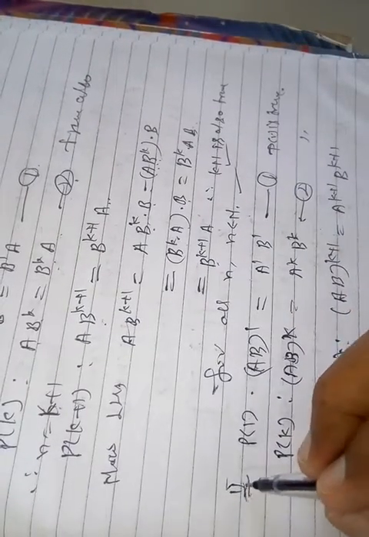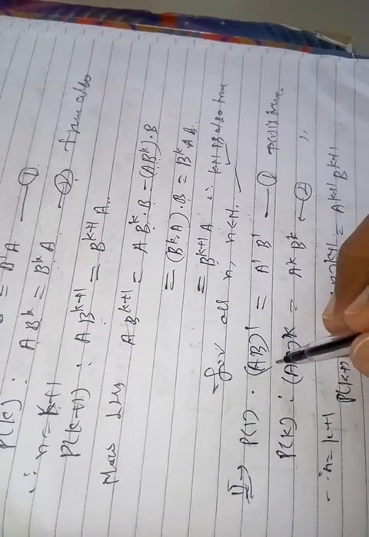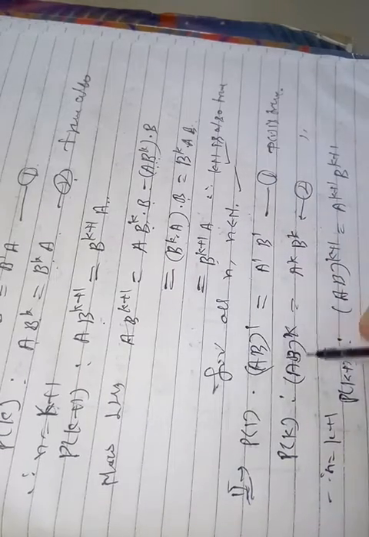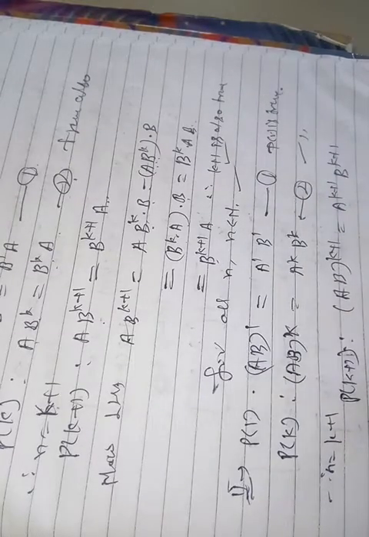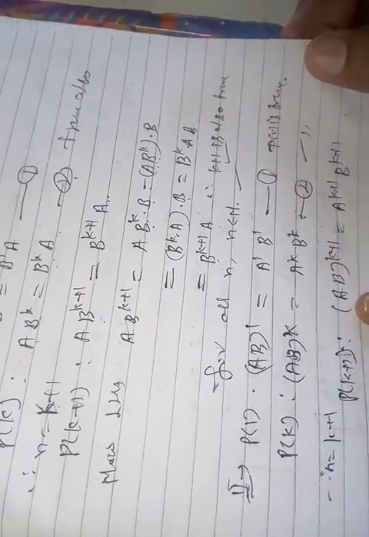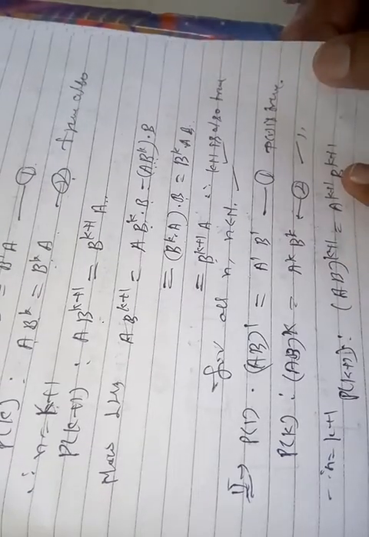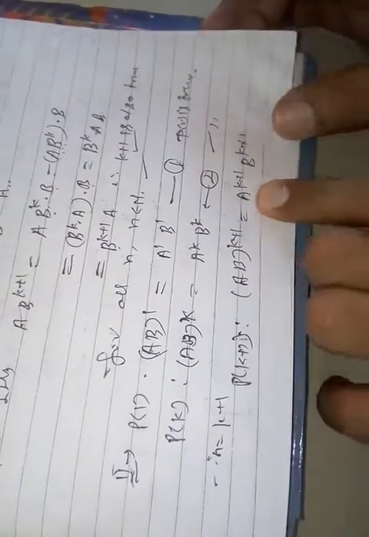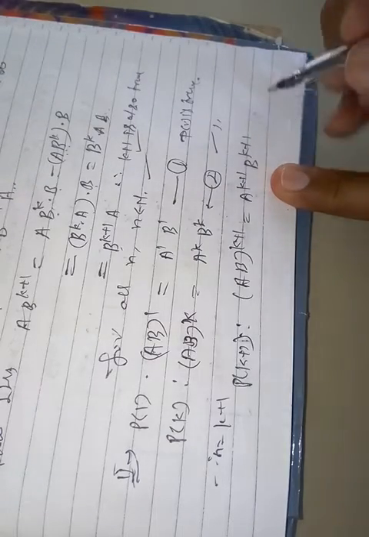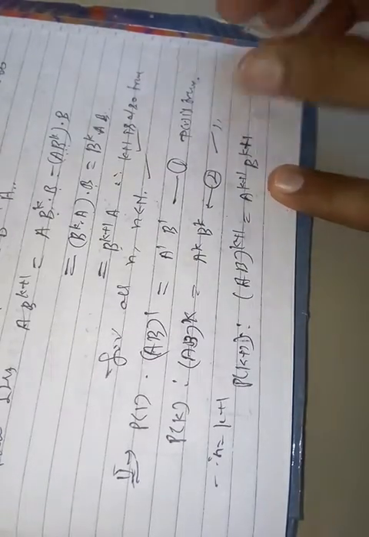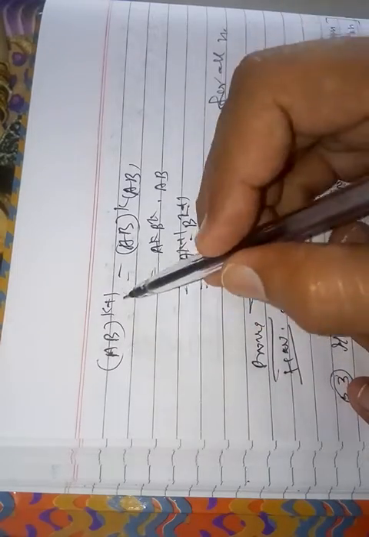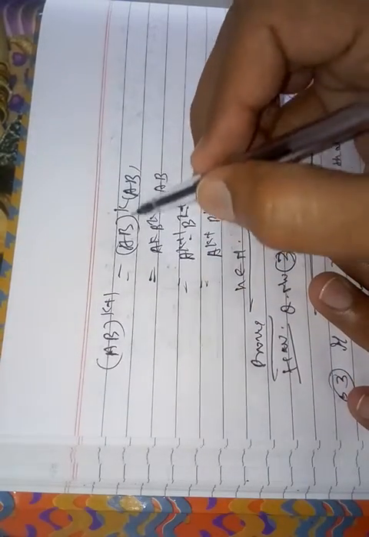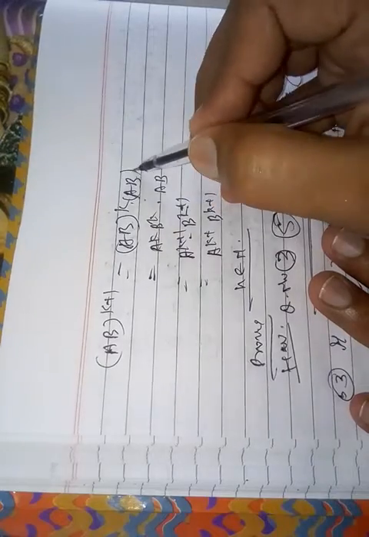Next, the second part. P of 1, AB raised to n, is true for n equal to 1, and P of k, that is n equal to k, is also true. Now putting this value in the second equation, AB raised to k plus 1 should equal A raised to k plus 1 and B raised to k plus 1, right? Next, AB raised to k plus 1 is very simple. So AB raised to k into AB raised to 1.